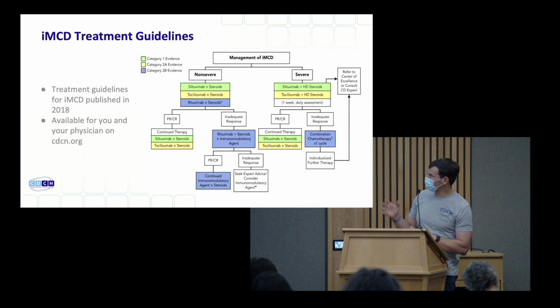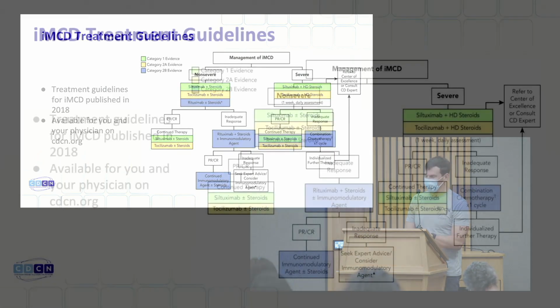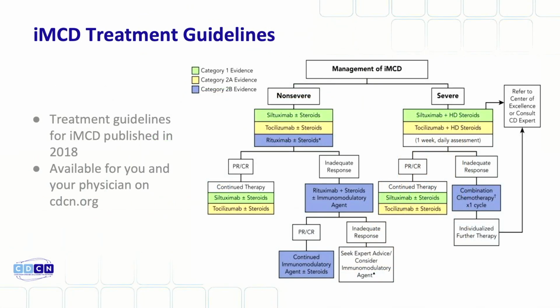Then on the non-severe side, if siltuximab doesn't work, now you should be thinking about things like rituximab. You should be thinking about things like sirolimus, the drug that saved my life. Drugs like thalidomide, ruxolitinib. But what you'll notice is that I'm saying drugs like, because it's actually not that clear what is the next best drug to try after siltuximab. That's why we're doing the clinical trials we're doing. That's why we're collecting all this data through the registry. Siltuximab is clearly first, and then what to do next.